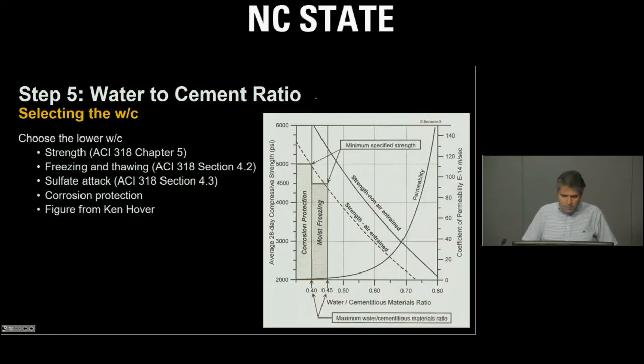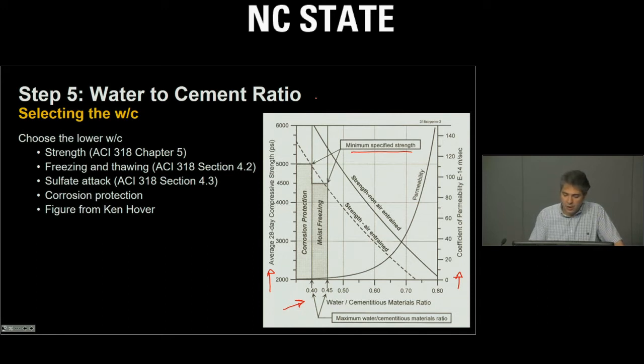Okay. This is a graph that was originally made by Professor Ken Hover. On the x-axis, you see the water-cement ratio. On the y-axis on the left, you see the average compressive strength. On the y-axis on the right, you see the coefficient of permeability. You can consider this as basically permeability under pressure gradient. And very nicely over here, our minimum specified strengths are shown.